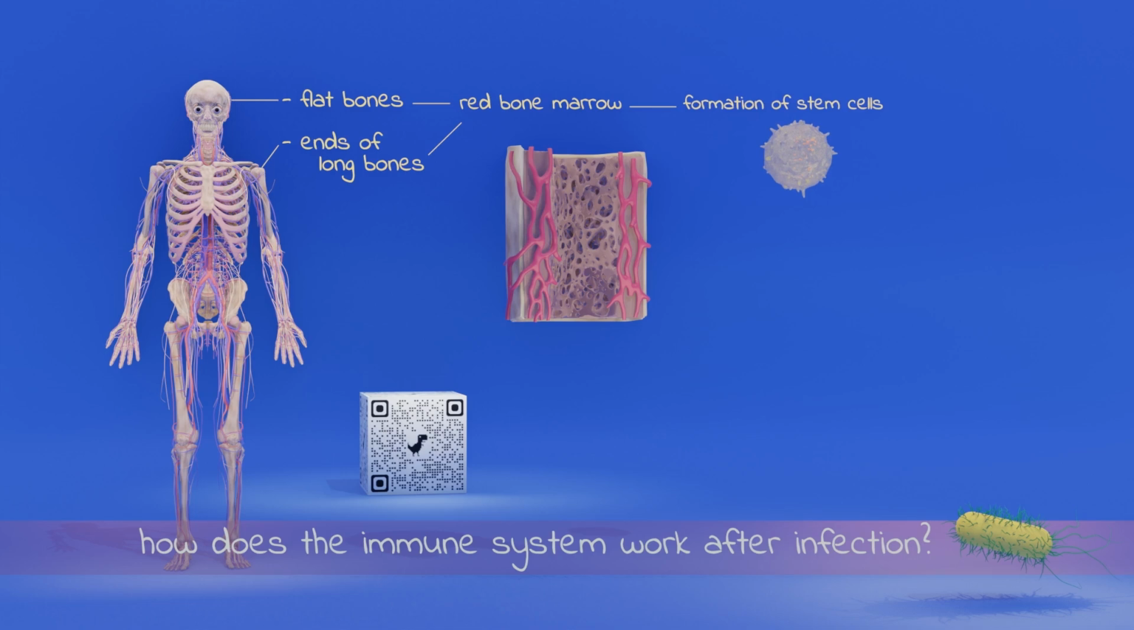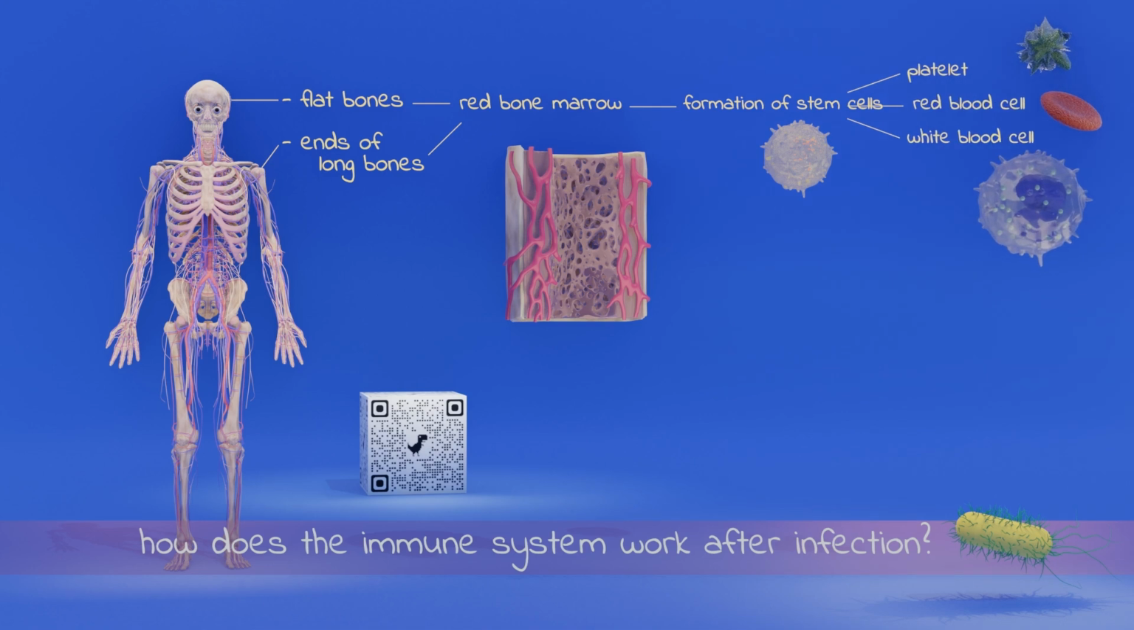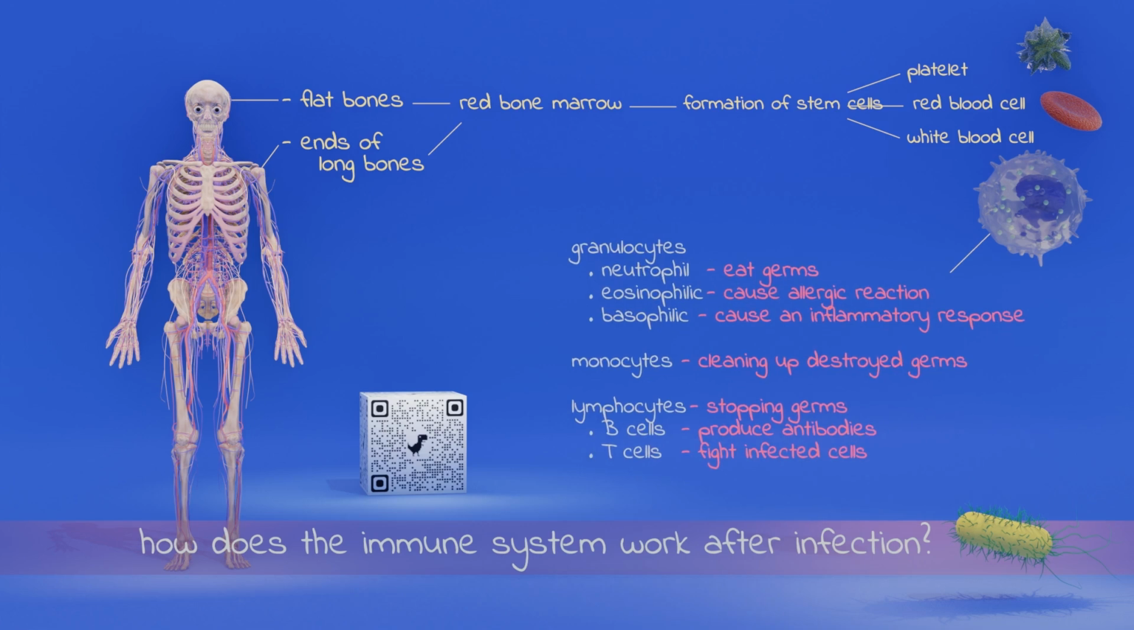Stem cells are made in the red bone marrow. These will then specialize into, for example, a platelet, a red blood cell, or a white blood cell. In case of inflammation, more stem cells will specialize into white blood cells. These blood cells protect the body. You all have different types of white blood cells. I sometimes call them the white soldiers.